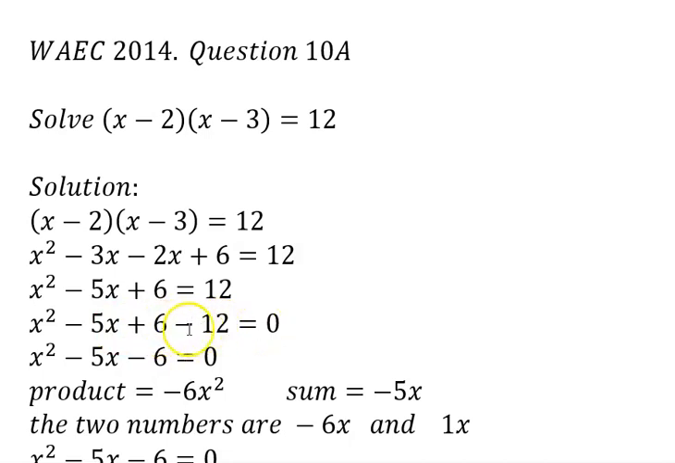Awesome. Because you have something common here, plus 6 minus 12 will give you what? Minus 6. It's just like saying minus 12 plus 6 will give you what? Minus 6. So you are left with what? x squared minus 5x minus 6 equals 0. Because the question says you solve, and now you are having a quadratic equation, you can use any method that suits you. But let's use the factorization method.